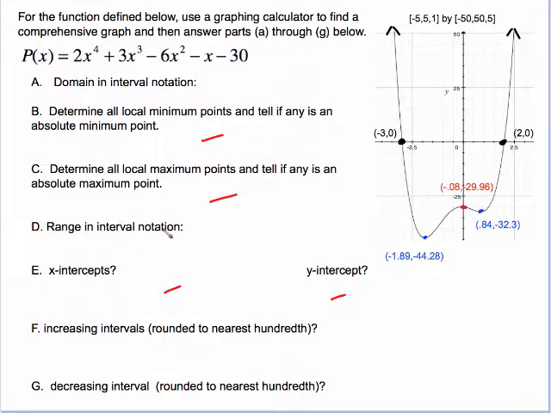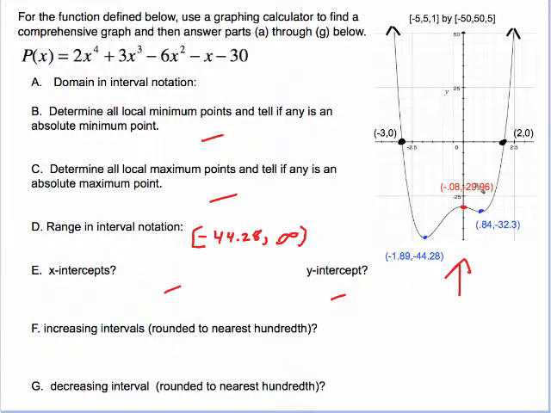I need to do the range. The range is low to high. So coming in from the bottom, my least y value is negative 44.28. My least y value is negative 44.28 with a bracket, and those y values go all the way up to infinity with the curved parenthesis.